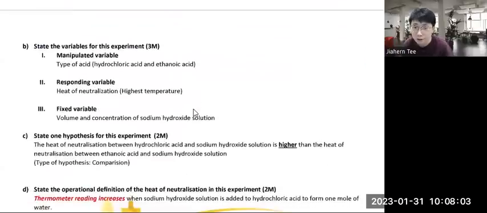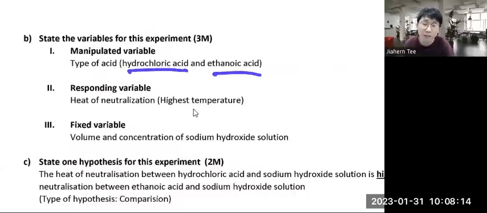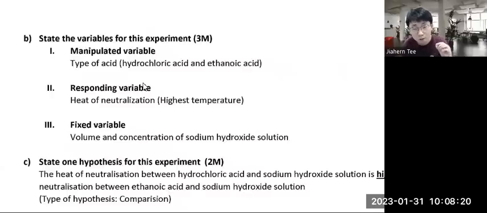So what questions do we have? What we are changing right here is the type of acid. So you have to bracket hydrochloric acid and ethanoic acid. If not, just write hydrochloric acid and ethanoic acid. Be more specific. If you write type of acid only, your teacher might give you wrong. So try to be more specific. If you're using type of acid, list the name of the type of acid you're using.